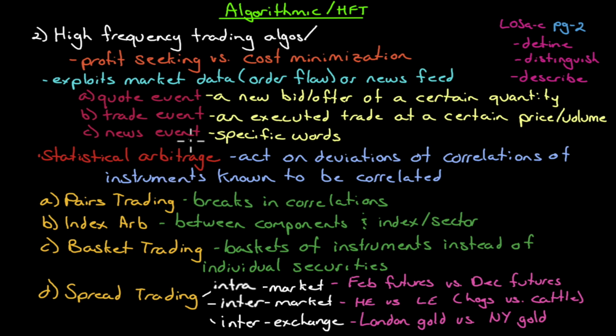Statistical arbitrage is an example of high-frequency trading. In fact, you cannot conduct statistical arbitrage unless you can move very quickly, because the opportunities are measured in pennies and nickels, which means you need high leverage and fast speed to take advantage of pennies and nickels. Act on deviations of correlations of instruments known to be correlated. So there's a whole bunch of different examples of that. Pairs trading. This is breaks in correlation.